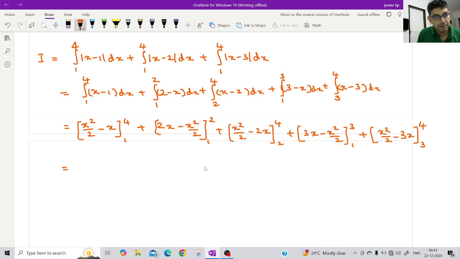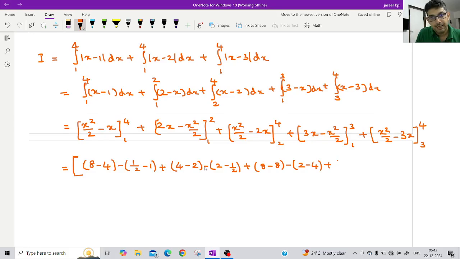Now applying the limits, this will become 4 square 16 by 2, 8 minus 4 minus 1 square 1 by 2 minus 1 plus, again applying the upper limit, 4 minus 4 square 2 square 4 by 2, that's 2 minus 2 minus 1 by 2 plus 16 by 2, 8 minus 2 4s are 8 minus 4, 2 minus 4 plus 9 minus 9 by 2 minus 3 minus 1 by 2 plus 8 minus 12 minus 9 by 2 minus 9.